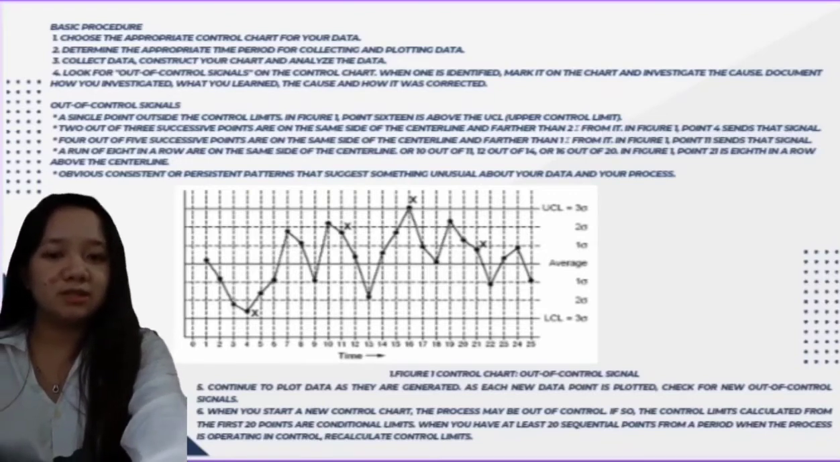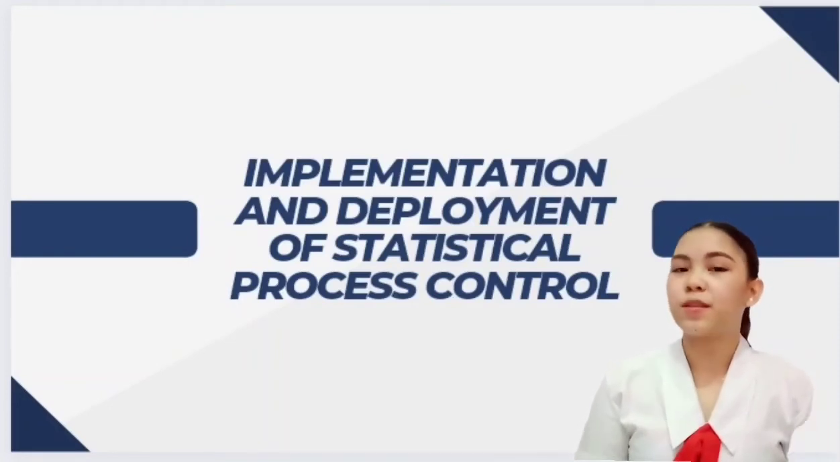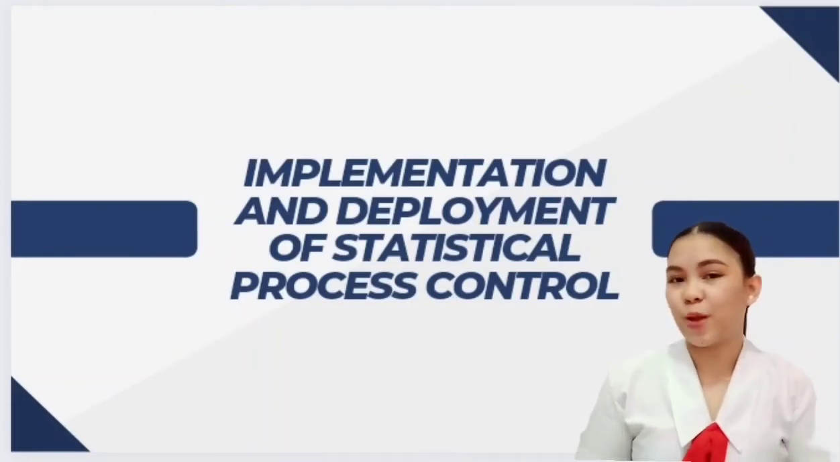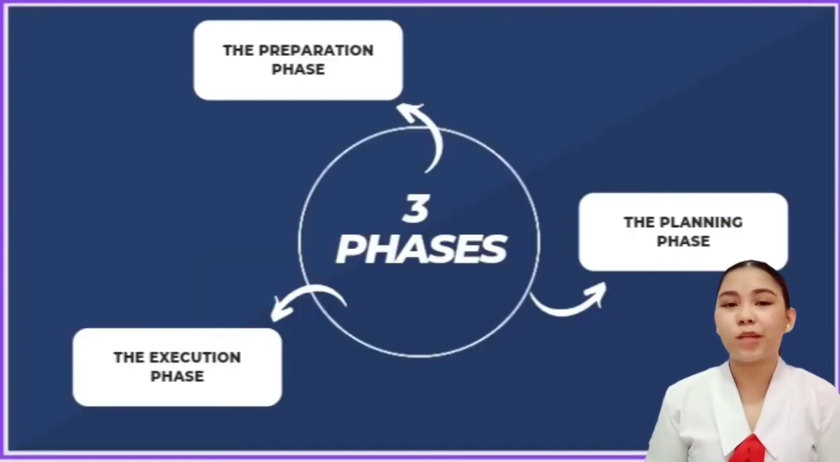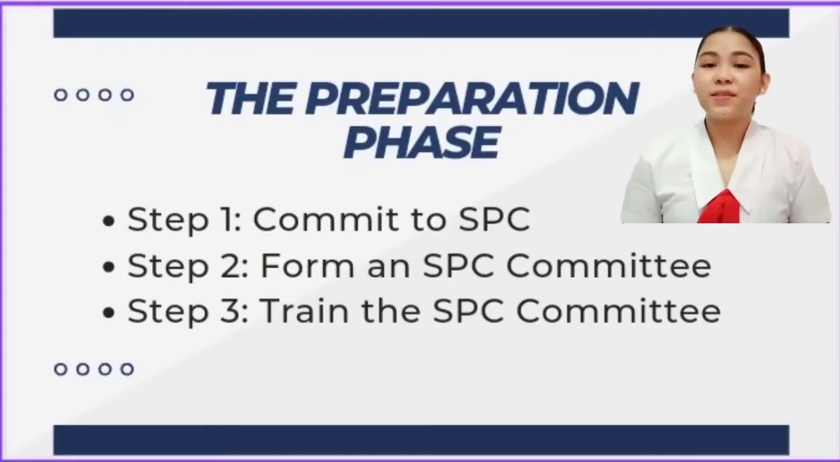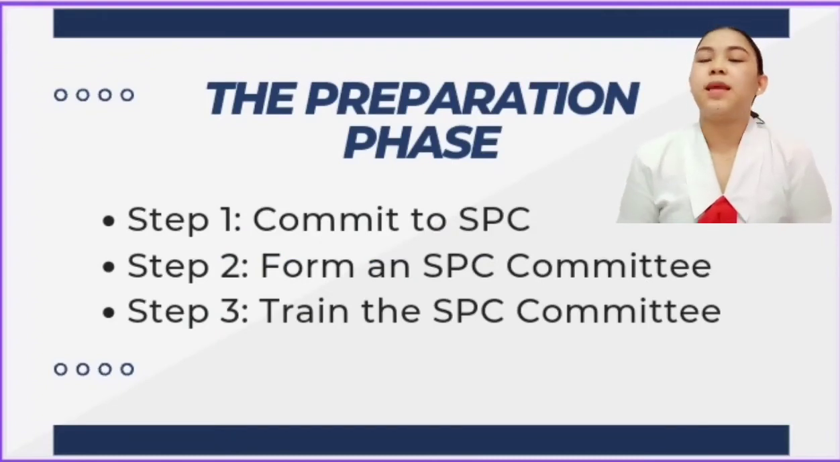Good day, my name is Labi Bergonias, and I'm here to discuss the implementation and deployment of statistical process control. The implementation and deployment of statistical process control have three phases, which are the preparation phase, the planning phase, and the execution phase. Let's start with the preparation phase. Step 1, commit to SPC.